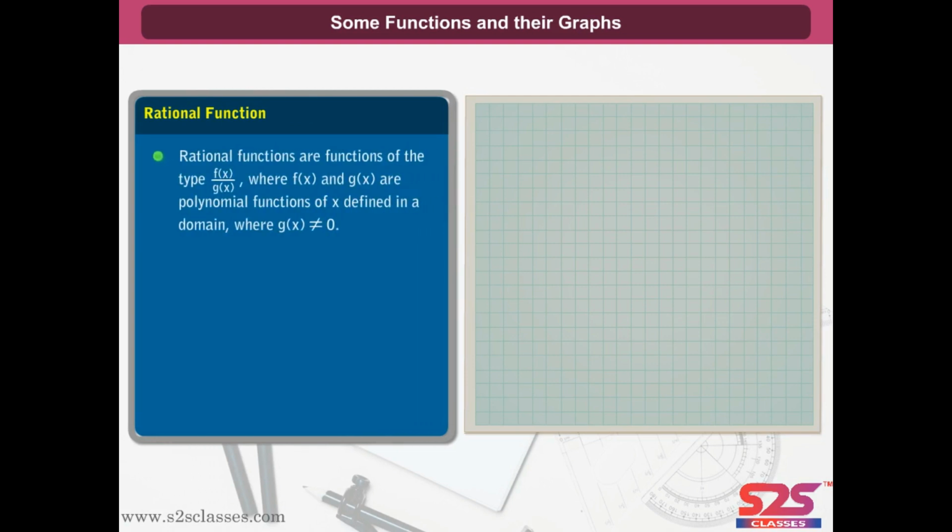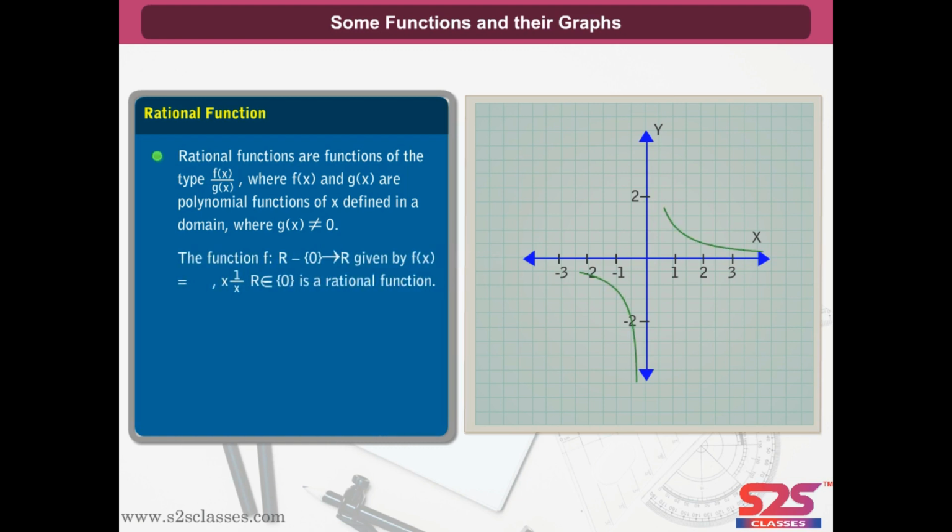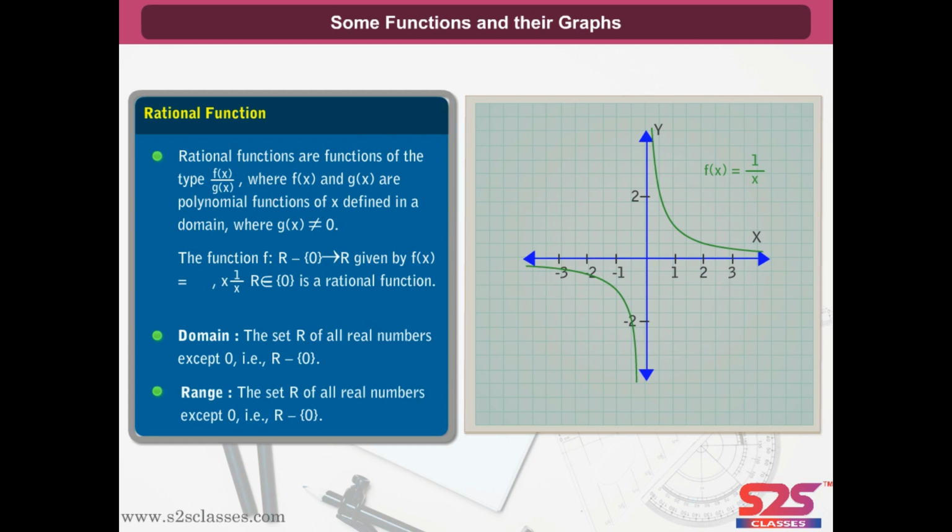Next is the rational function. Rational functions are functions of the type f(x)/g(x), where f(x) and g(x) are polynomial functions of x defined in a domain where g(x) is not equal to 0. The function shown is a rational function. Domain is the set R of all real numbers except 0, that is R minus 0. Range is the set R of all real numbers except 0, that is R minus 0.